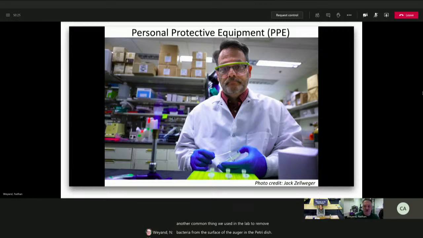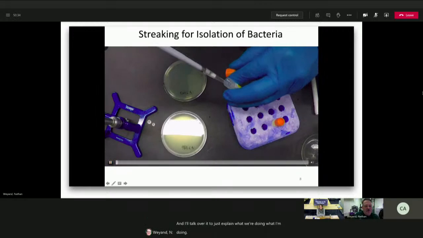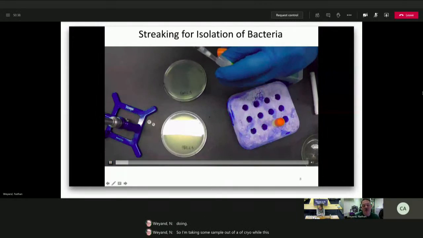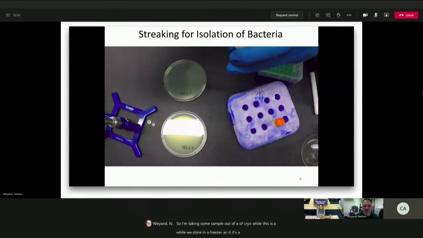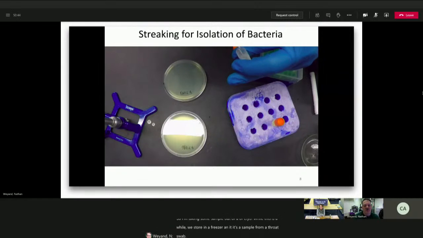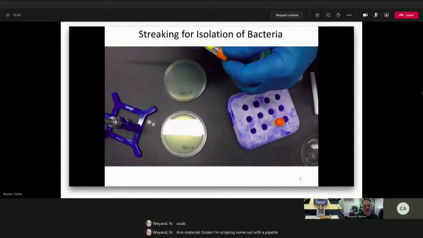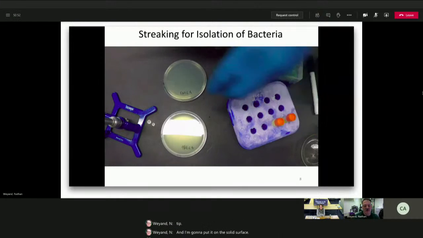So I'm going to show you a movie now, and I'll talk over it just to explain what we're doing, what I'm doing. So I'm taking some sample out of a cryo vial. This is a vial we store in a freezer, and it's a sample from a throat swab. And the material's frozen. I'm scraping some out with a pipette tip, and I'm going to put it on the solid surface of the agar in the Petri dish.